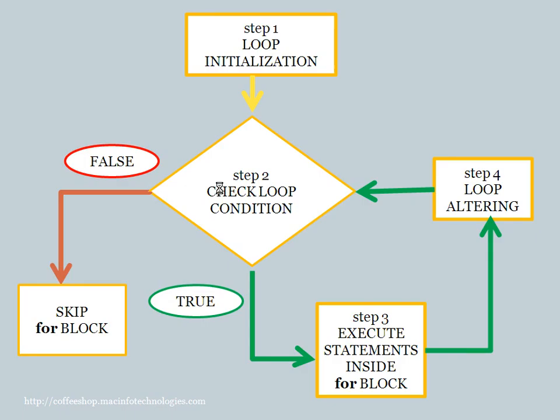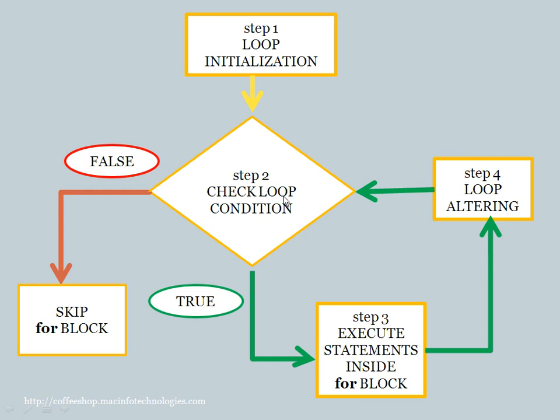So this is how it works. The first step is loop initialization. First the loop initialization takes place, and the next step is the loop condition. It checks the loop condition. If the loop condition is true, it takes this path and executes all the statements inside the for block, and then it comes to step 4, that is the loop altering. Once the loop variable is altered, it again checks the condition. If the condition is true, it executes this way and keeps on executing.